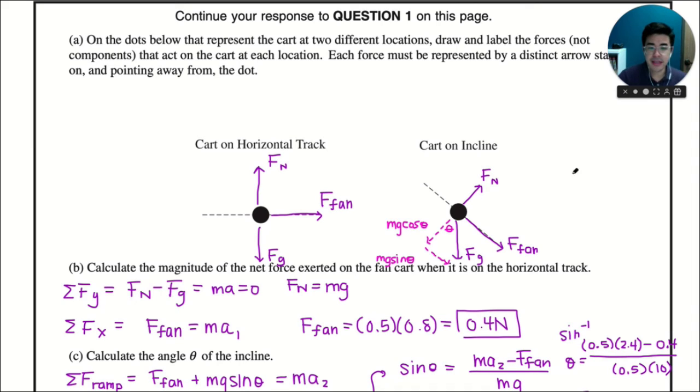So I think they'd give 1 point for the force of gravity pointing straight down. I think they'd give 1 point for the force of the fan, making sure that it's directly on the dotted line. And I think maybe they'd give 1 point for no extra forces. Usually it's like 2 or 3 points here, so that's a really easy way to get points.